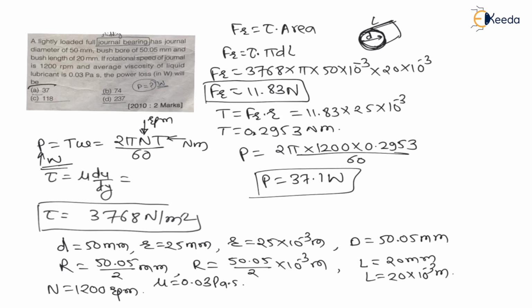Now my dear students, go to the options. Option A will be the correct choice. The nearest option is option A, that is 37 watt, right? Therefore option A is the correct choice.